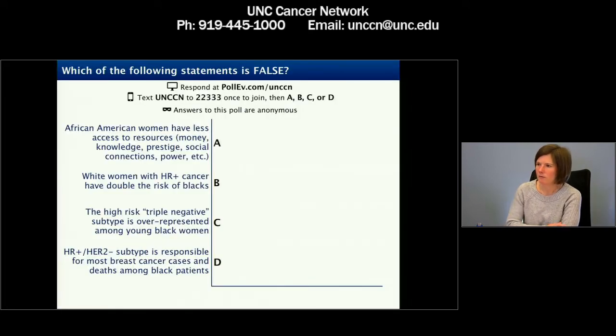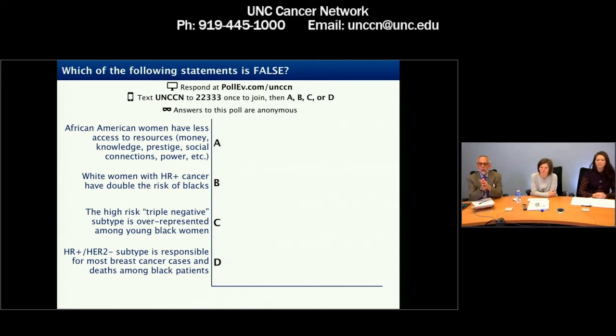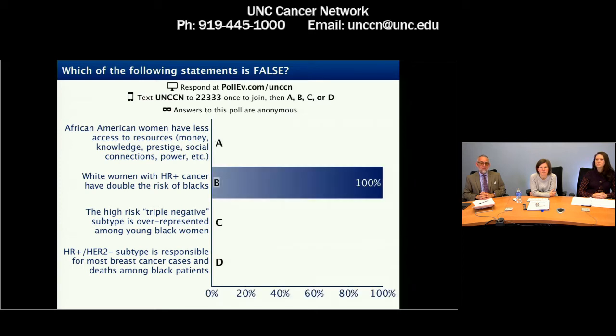All right. So with our first poll, which of the following statements is false? A would be African American women have less access to resources, money, knowledge, prestige, social connections, power, etc. B would be white women with HR positive cancer have double the risk of Black women. C would be the high risk triple negative subtype is overrepresented among young Black women. Or D, HR positive HER2 negative subtype is responsible for most breast cancer cases and deaths among Black patients.